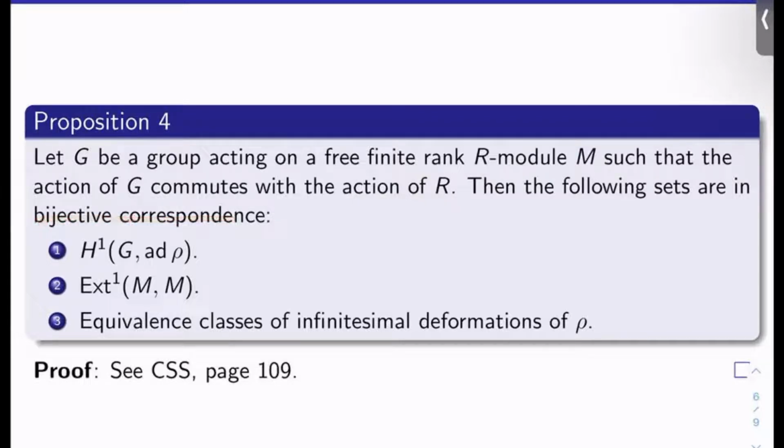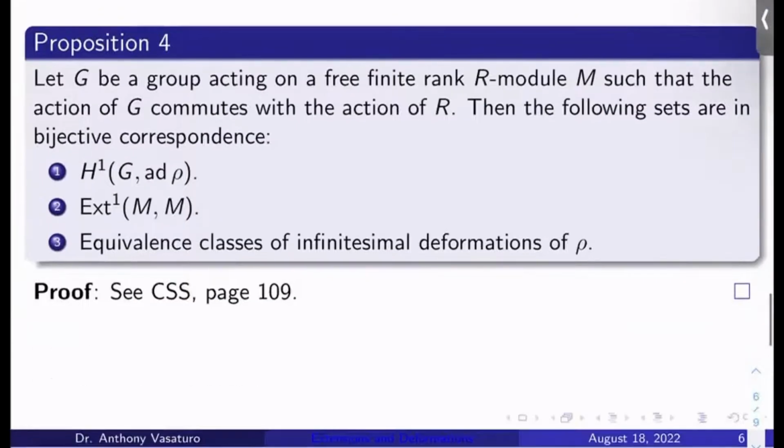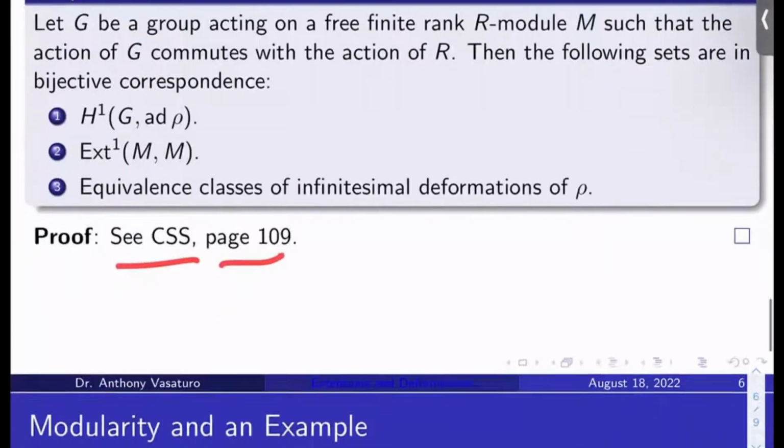So we have the first cohomology group, H1 of G, ad rho. Then we have the set of extensions of M by M, Ext1 of M, M. And then we have the set of equivalence classes of infinitesimal deformations of rho. Okay, so this is crucial for us. For a proof, see CSS page 109.